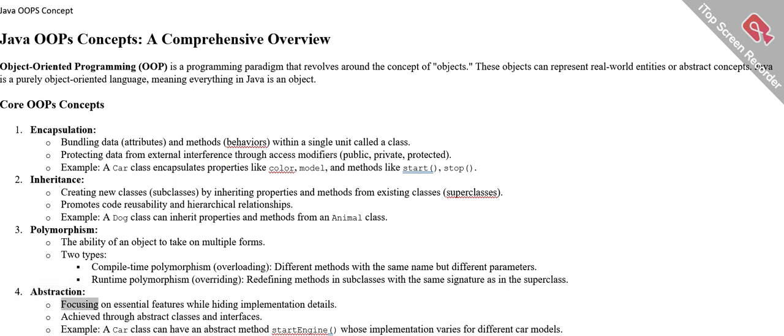Abstraction. Focusing on essential features while hiding implementation details. Achieved through abstract classes and interfaces. Example, a car class can have an abstract method startEngine, whose implementation varies for different car models.